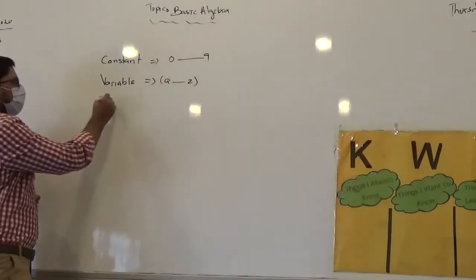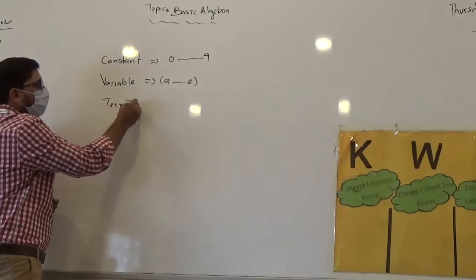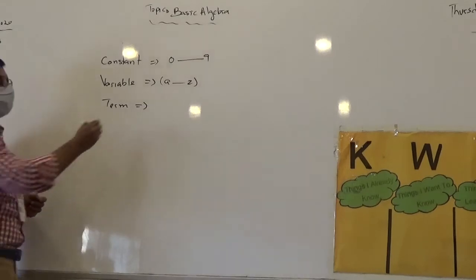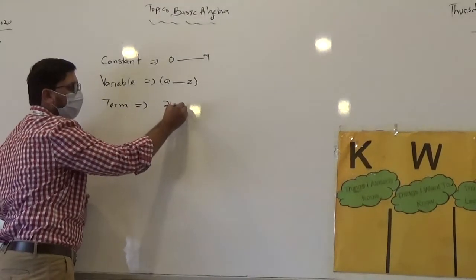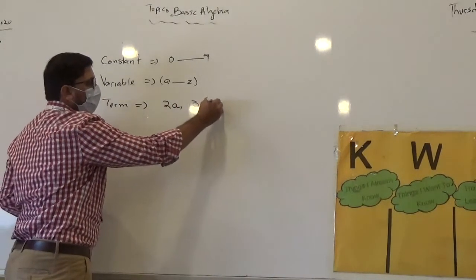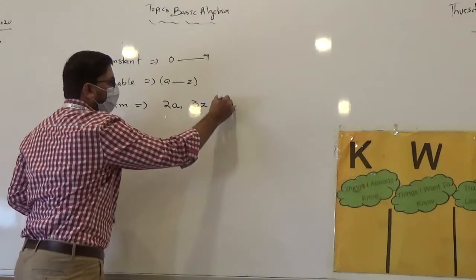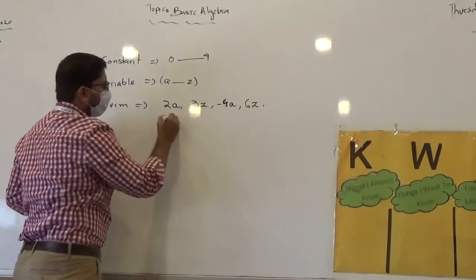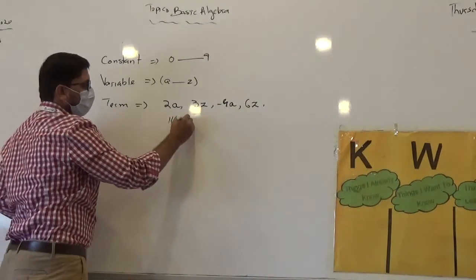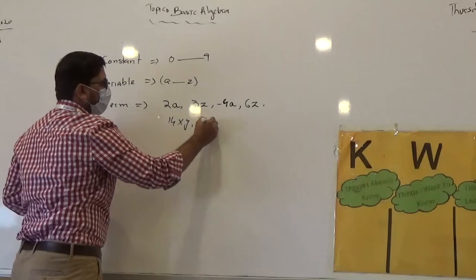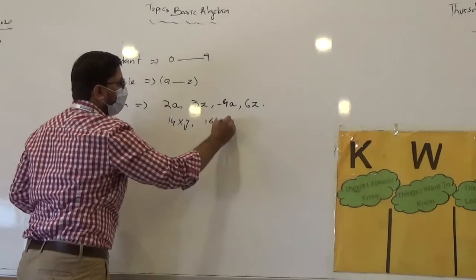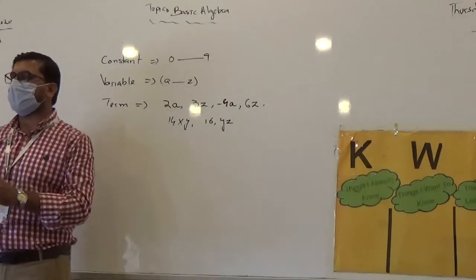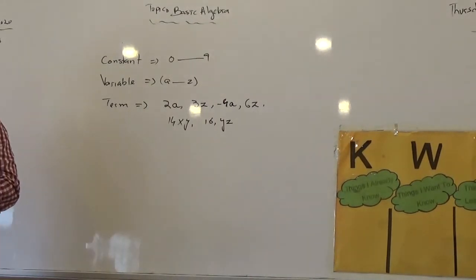the next thing, that is called a term. When we combine a constant and a variable, that will become a term. How? It's 2a, 3z, minus 4a, 6z, or 14xy, 16yz. So these are the examples for terms. We just combine constant and variables.